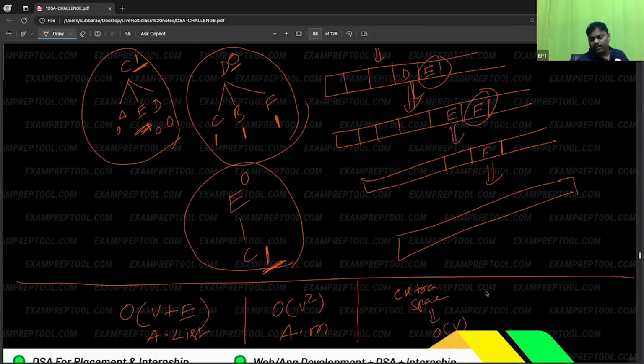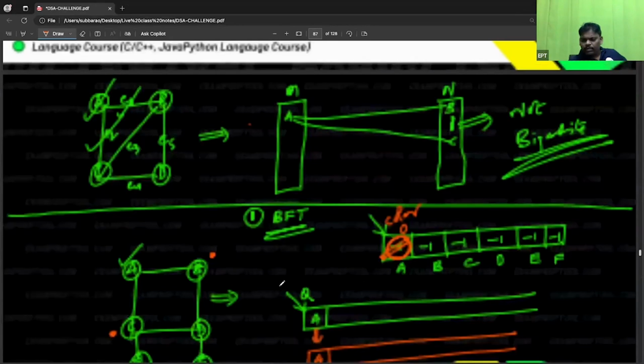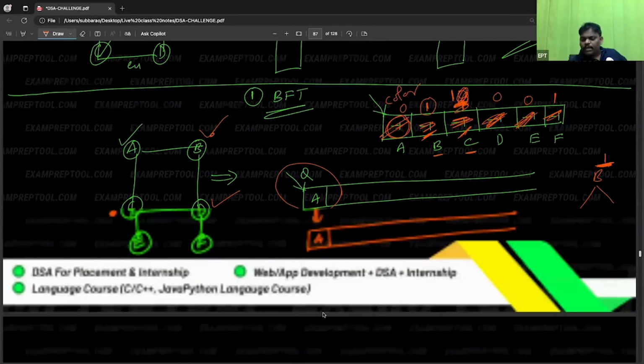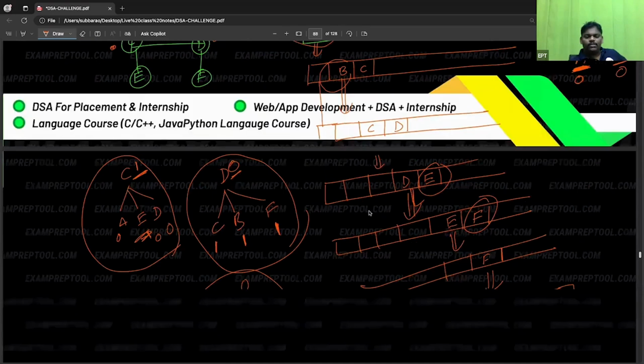If you want a visited array, it is one more V. Totally order of V plus V, 2V: V for the queue, V for the color array, which can be written as big O of V. So using BFT, this is the story. Simple, very simple, just BFT. Other than this, nothing.